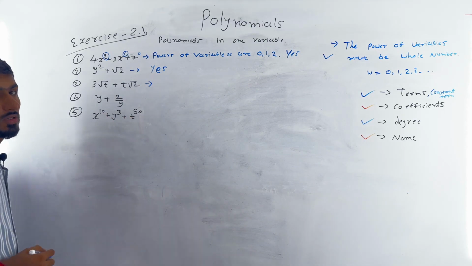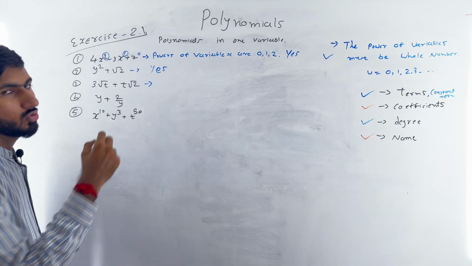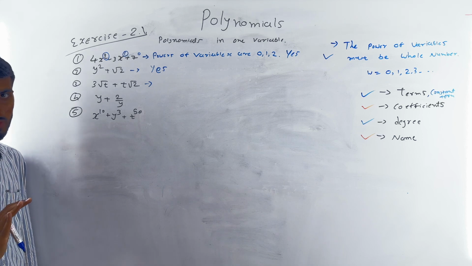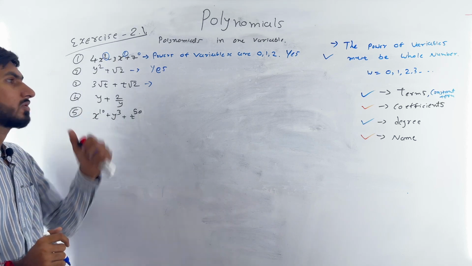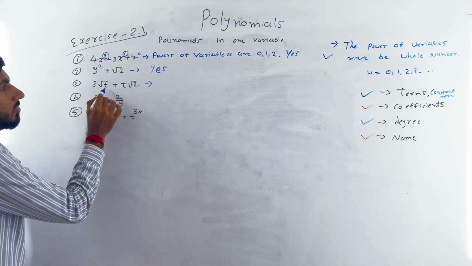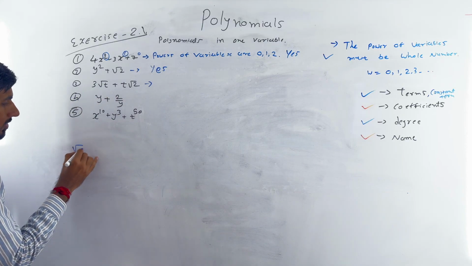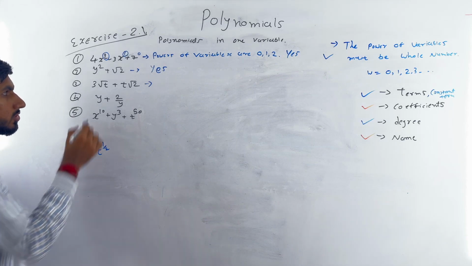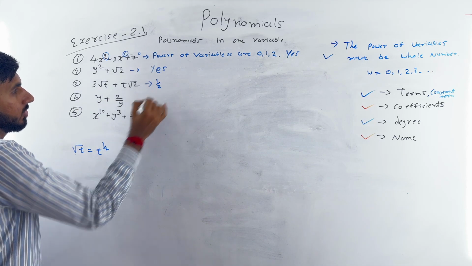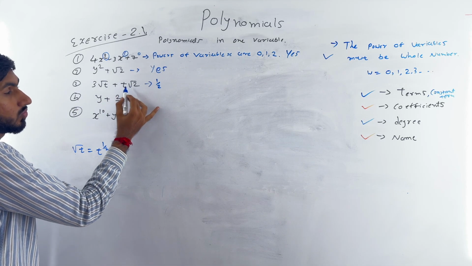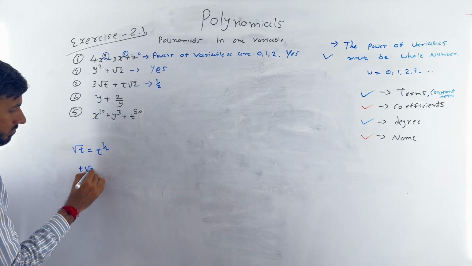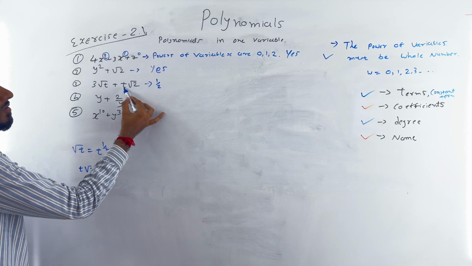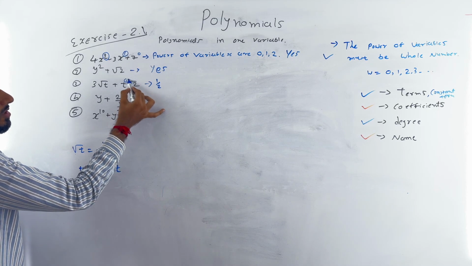Now we will look at the third: 3 root t plus t root 2. You have to look just at the powers of the variables. Here we have t as a variable, right? We all know that root t can be written as t raised to 1 by 2, t power 1 by 2. So for this, the power is 1 by 2. For t root 2 or root 2 t, these both are the same, so the power of variable t is 1, right?